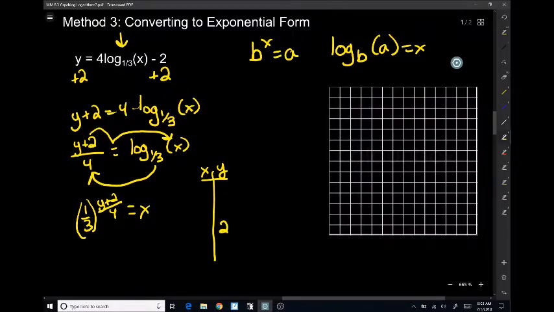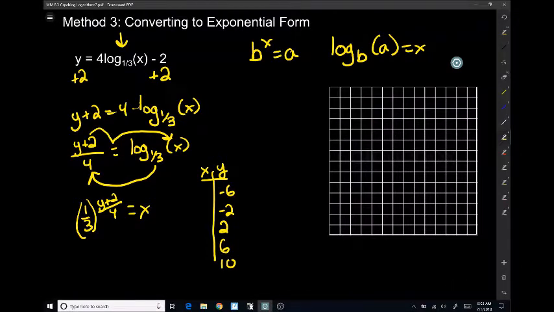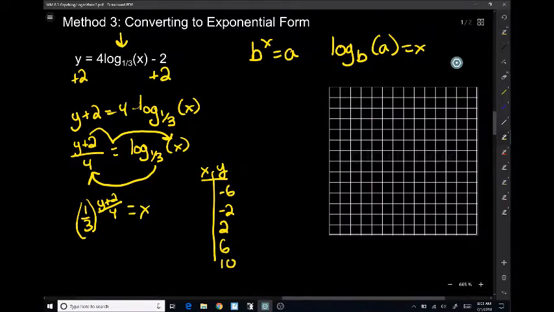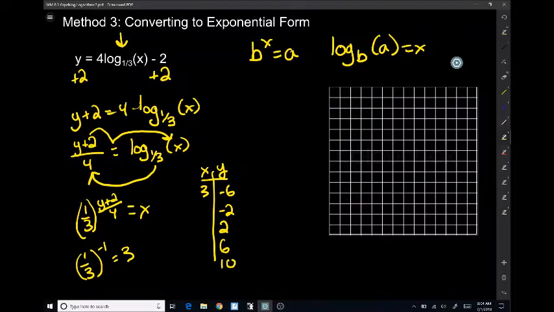So I'll do 2, because 2 plus 2 is 4, and 4 divided by 4 is 1. And I'll do 6, because 6 plus 2 is 8, and 8 divided by 4 is 2. I'm going to plug in all of these numbers that, when I add 2 and divide by 4, get me whole numbers. So let's start with -6. If I plug in -6, -6 plus 2 is -4. -4 divided by 4 is -1. 1/3 to the -1 is 3. So the actual point is 3, -6. I'm going to graph the point 3, -6.